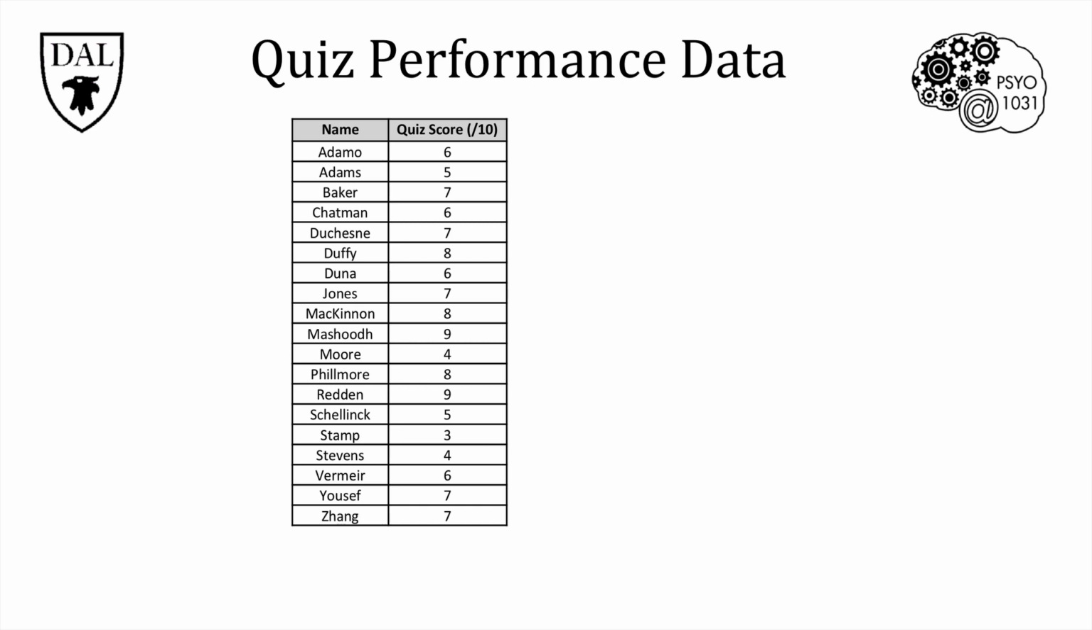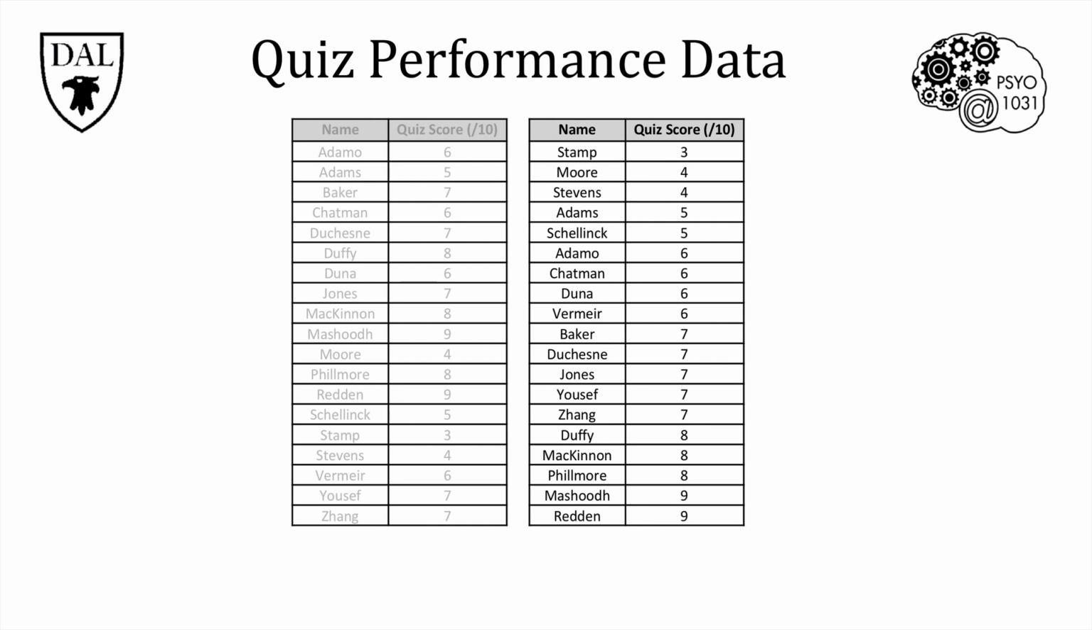If the class was much bigger than this, it would be really difficult and time-consuming to scan through the data by eye. One way to get a better sense of quiz performance is to arrange the grades from lowest to highest, rather than alphabetically. This gives us an even clearer picture of how the class did. For instance, we can see that quite a few students got 7 out of 10.